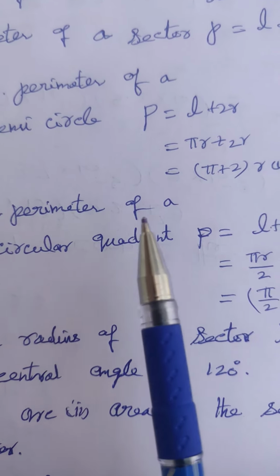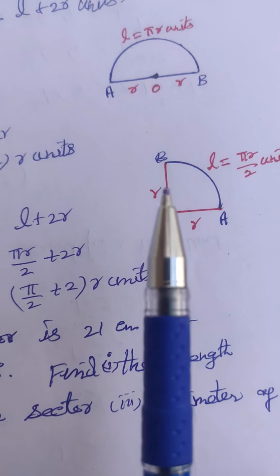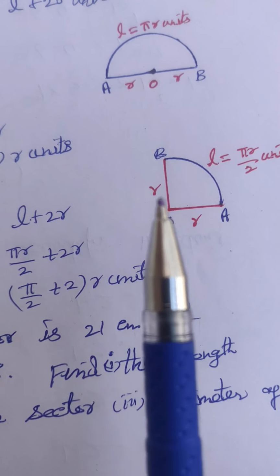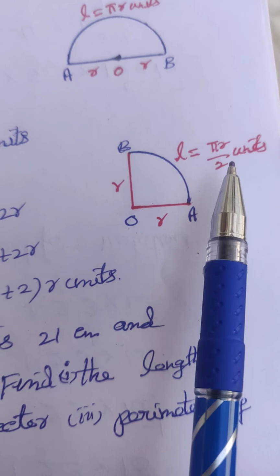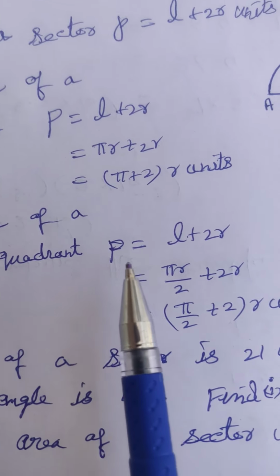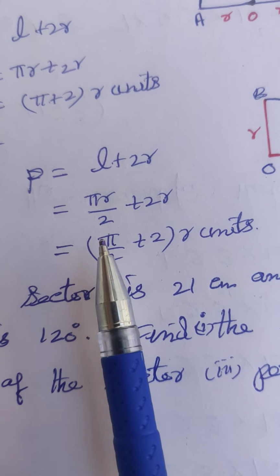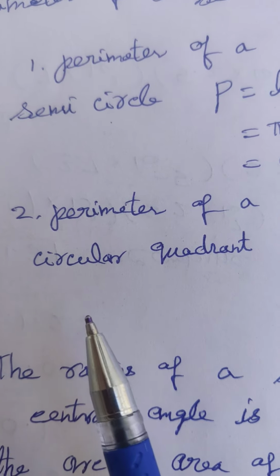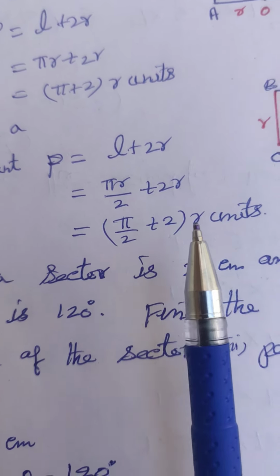The next, second one is perimeter of a circular quadrant P equal to L plus 2R. This is a circular quadrant OAB. This OB and OA is R. This AB, L equal to pi r by 2 units. So P equal to L plus 2R, L is pi r by 2 plus 2R, then pi by 2 plus 2 into R, R is common. So perimeter of a circular quadrant P equal to pi by 2 plus 2 into R units.